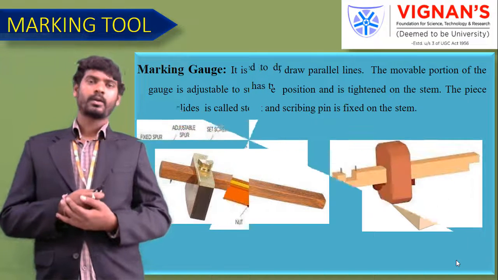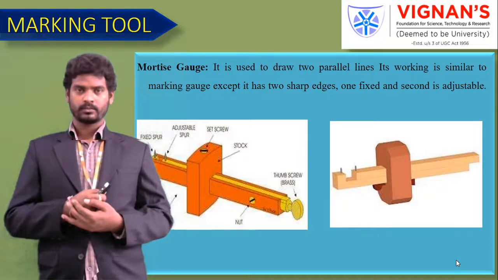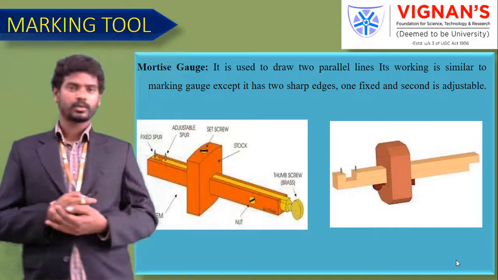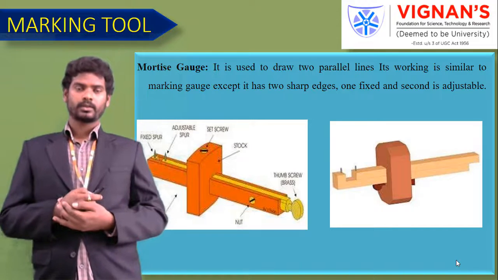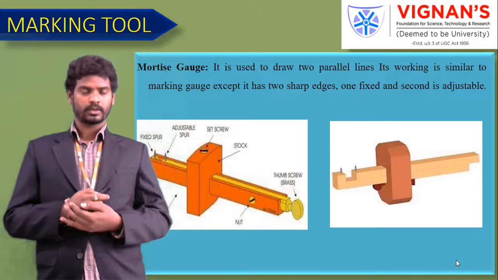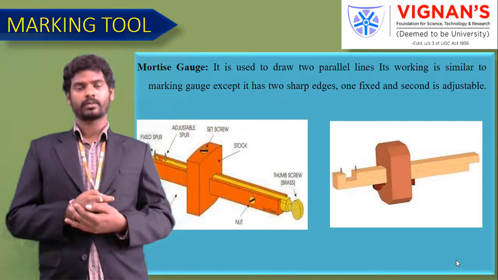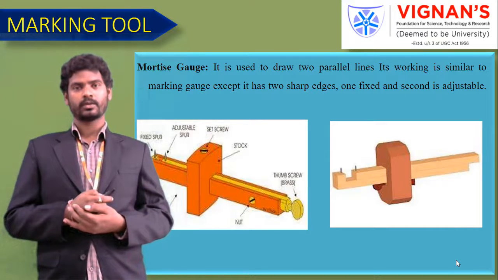The next one is the mortise gauge. A mortise gauge is used to draw two parallel lines. Its working is similar to a marking gauge, but the difference is that this is mainly used for developing parallel lines on the workpiece.